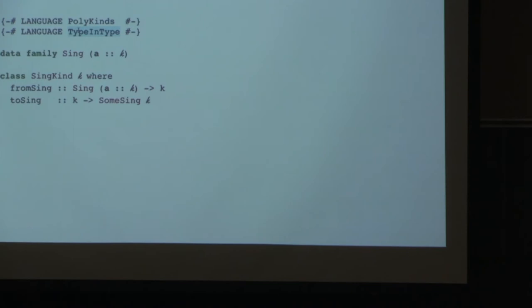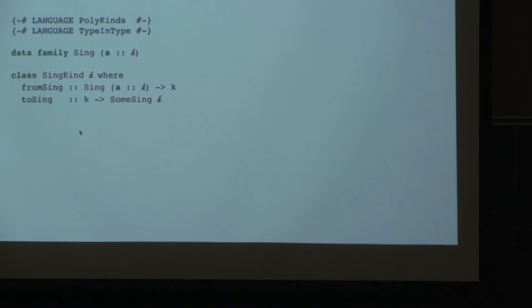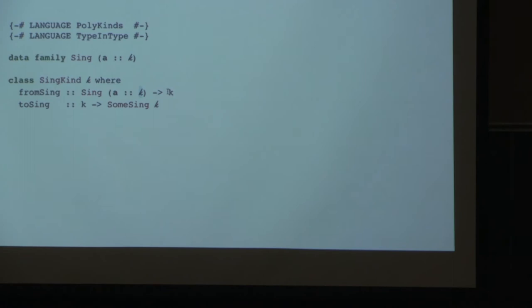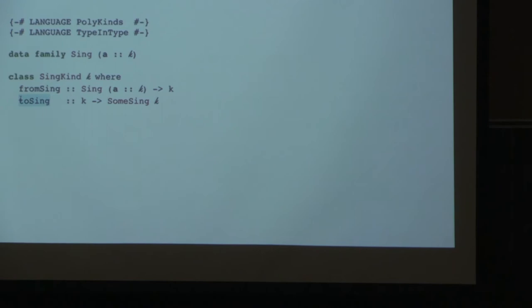So SingKind has two functions in it, right? We've got fromSing and toSing. What this represents is an isomorphism between the type k and the kind k. fromSing says, if you give me some singleton of kind k, I can give you a value of type k, where this is the same thing at the type level versus the kind level. And toSing goes the other way. If you give me a value of type k, I will give you a singleton of kind k. But you notice this isn't a singleton of kind k. This is a SomeSing of k.